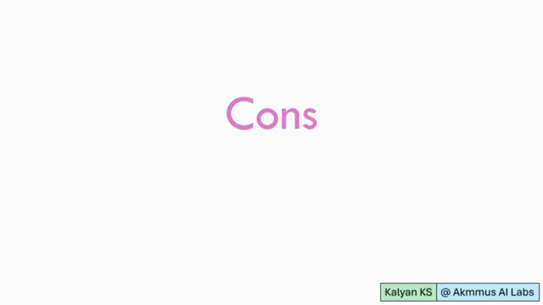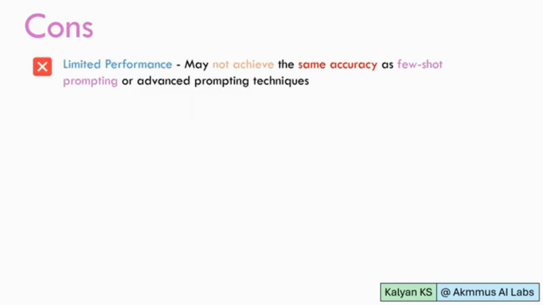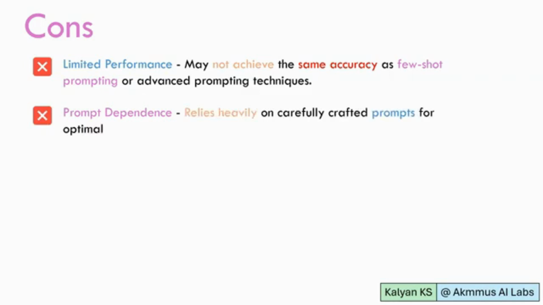Now, let us see the cons of zero-shot prompting technique. The first disadvantage is limited performance, that is, may not achieve the same accuracy as few-shot prompting or advanced prompting techniques. The second disadvantage is prompt dependence, that is, relies heavily on carefully crafted prompts for optimal results. This is because the zero-shot prompting does not include examples.